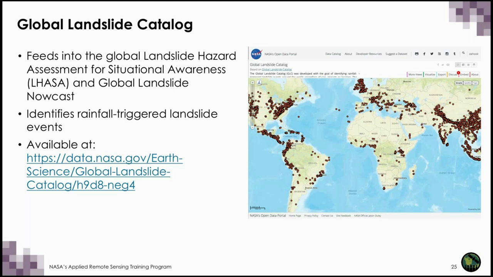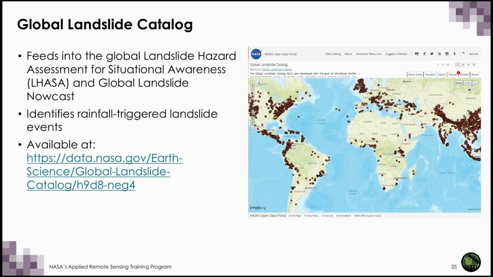So the last thing I want to show you is a tool, and it's the Global Landslide Catalog, which feeds into the LASA model. And it has a catalog of global landslides since 2007. It identifies rainfall-triggered landslide events. And the GLC considers all types of mass movements triggered by rainfall, which have been reported either in the media, in disaster databases, scientific reports, or other sources.